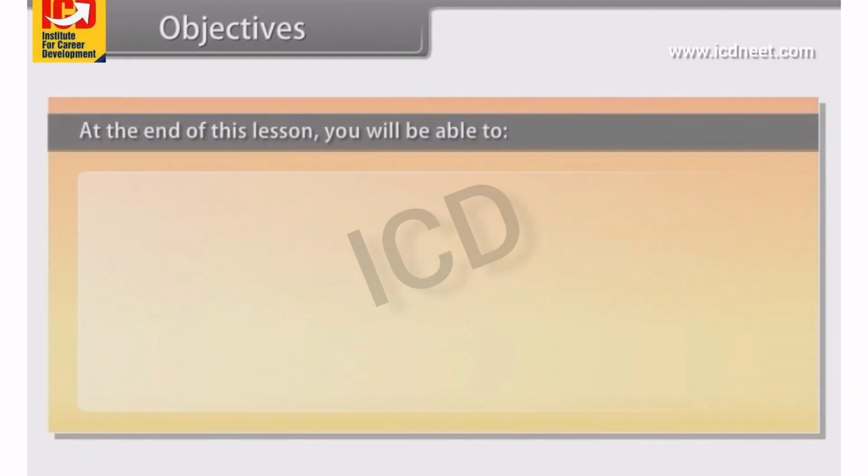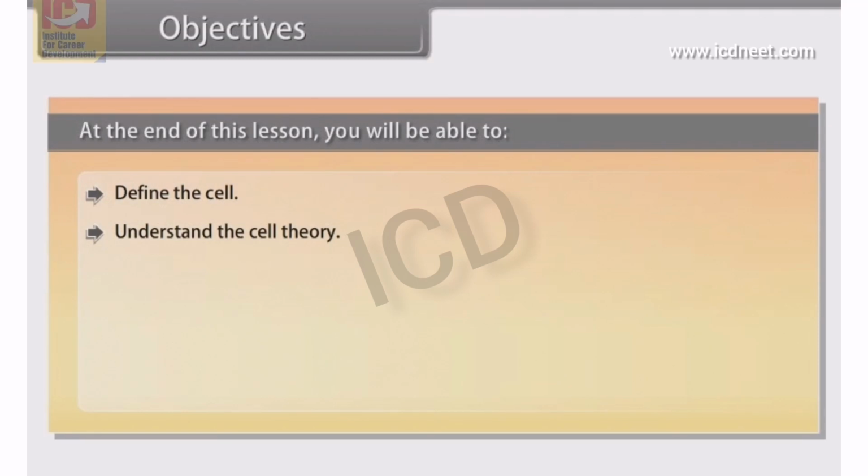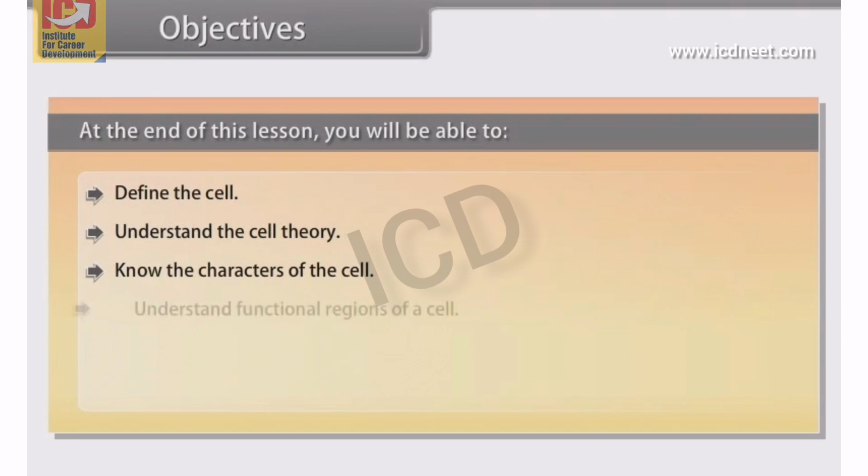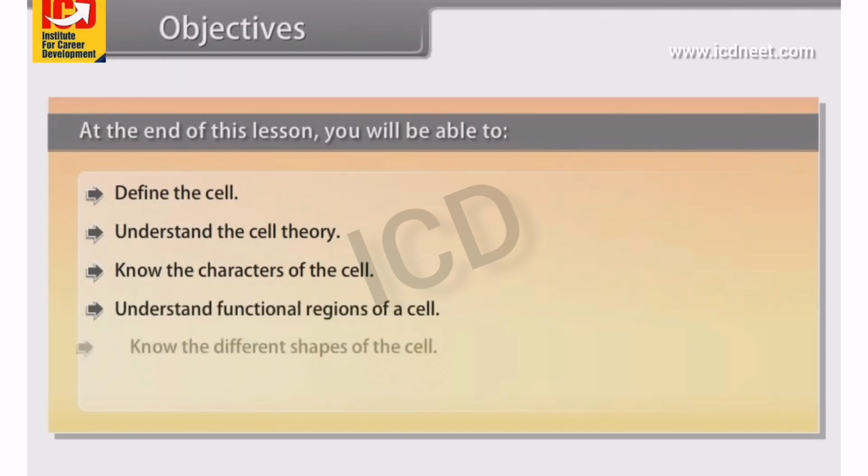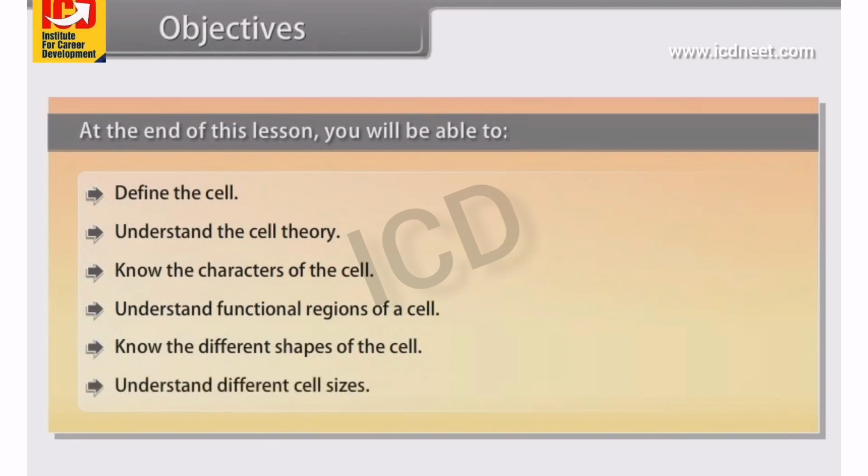Objectives. At the end of this lesson, you will be able to define the cell, understand the cell theory, know the characters of the cell, understand functional regions of a cell, know the different shapes of the cell, and understand different cell sizes.